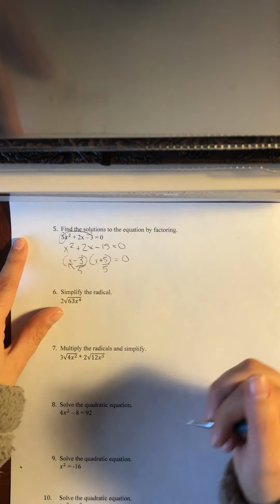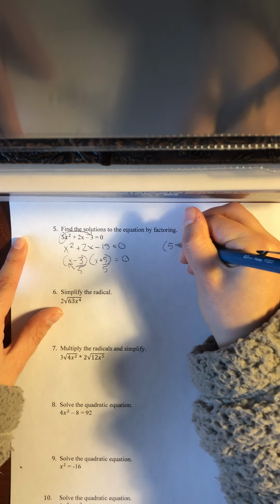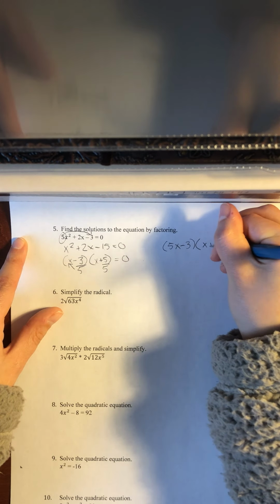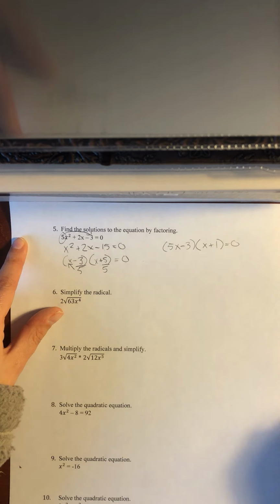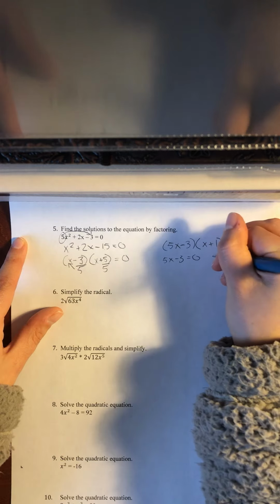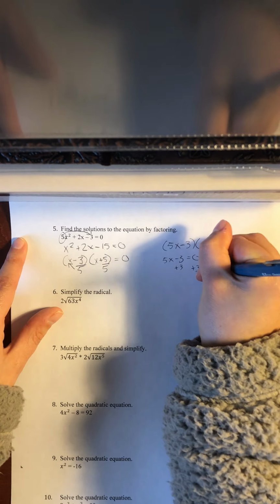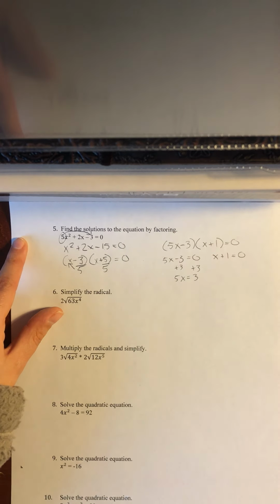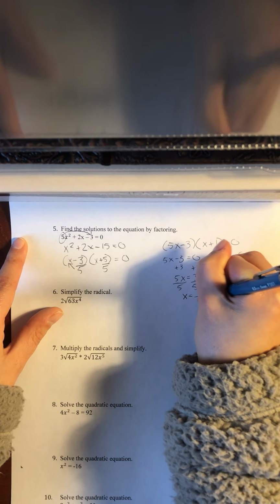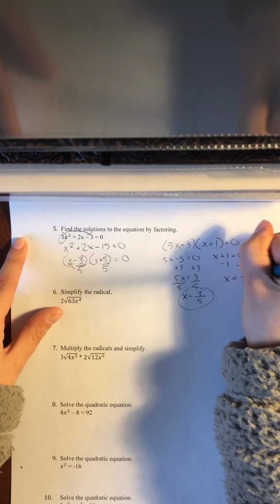This one is just going to become x plus 1. So you should have 5x minus 3 and x plus 1. Set both factors equal to 0. Add 3, 5x equals 3. Divide by 5, x equals 3/5. Subtract 1, x equals negative 1.